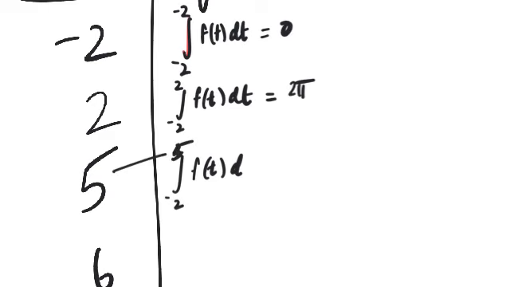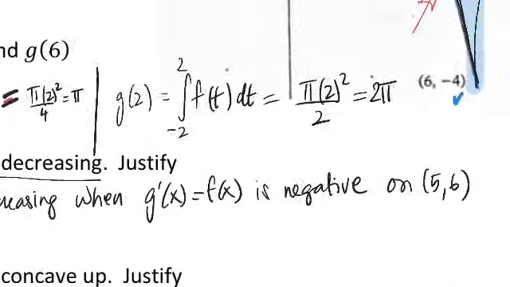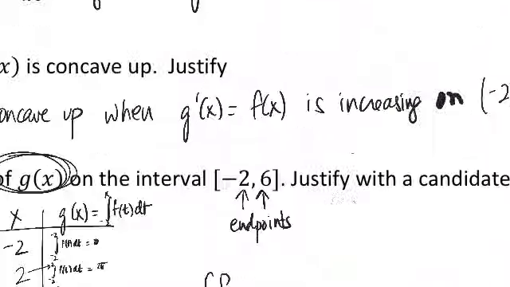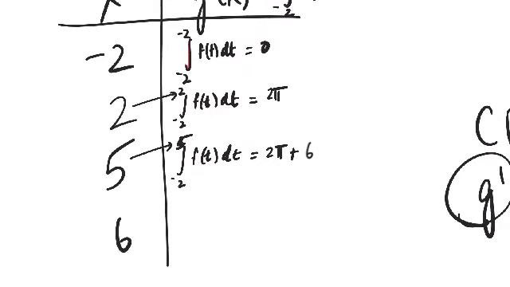It's to this x value. The x value goes in at the top, right? This is going to be 2 pi plus 6, I think we said, back up there, those two triangles. Yeah, 4 plus 2, 6, okay? And then at 6, we go back down, right? Because when you get to 6, you cancel out some of that area. So it goes back to 2 pi plus 4, okay?